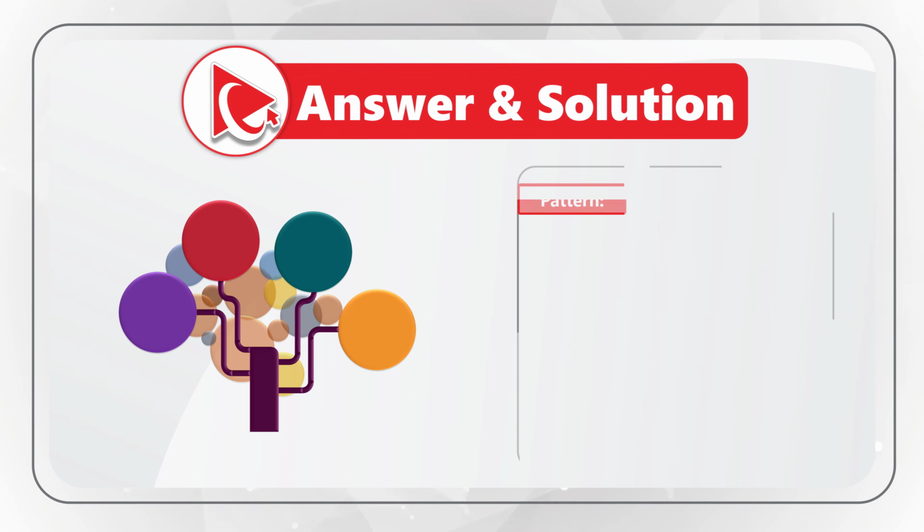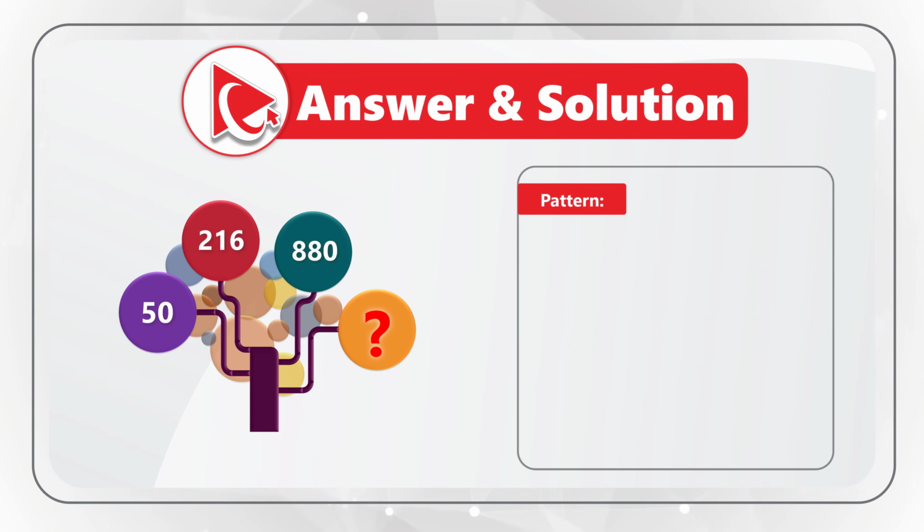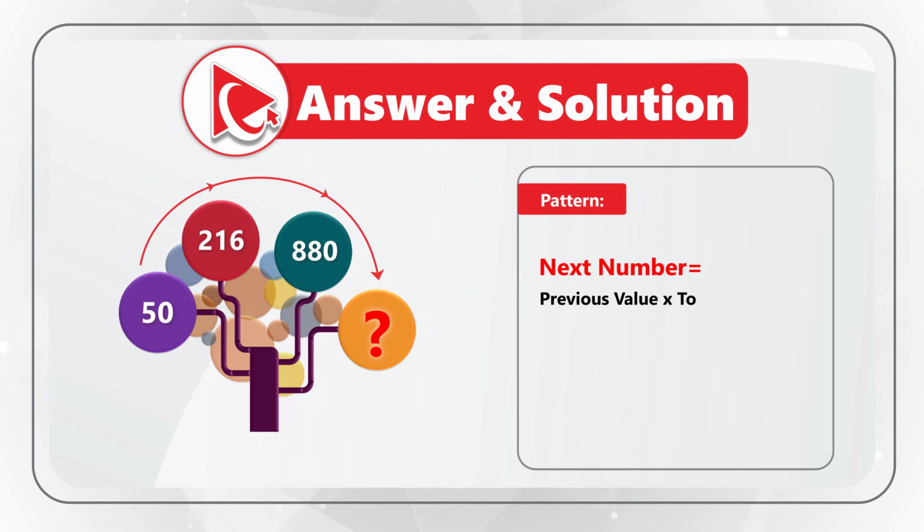The pattern here is rather simple, but it takes a little bit of time to detect it. If we start from the left, from the smallest number, and go clockwise, the next number is calculated as the previous value multiplied by the total number of lines plus the total number of circles.